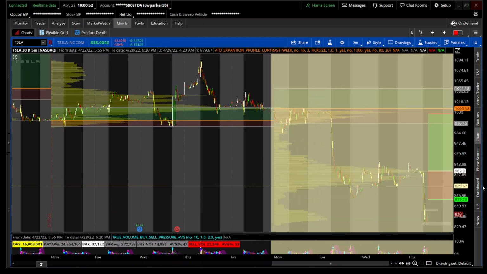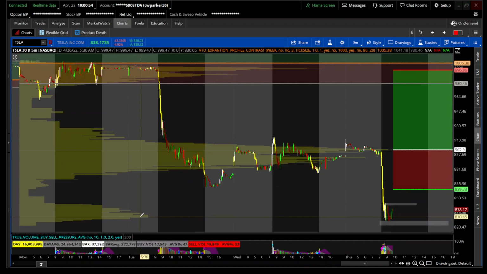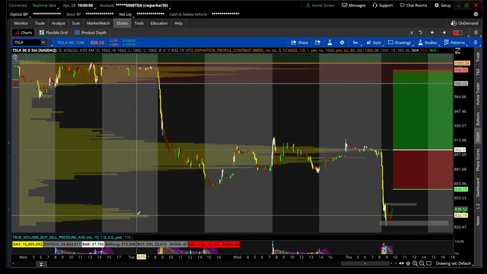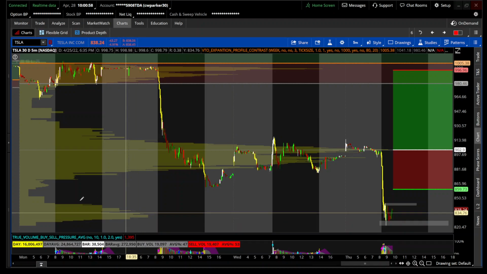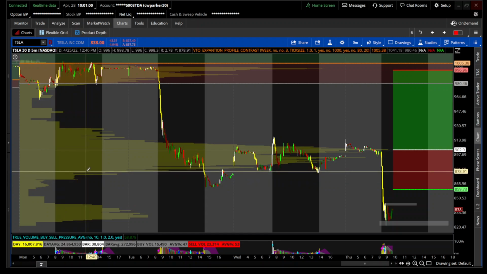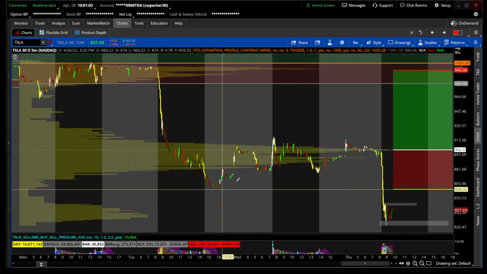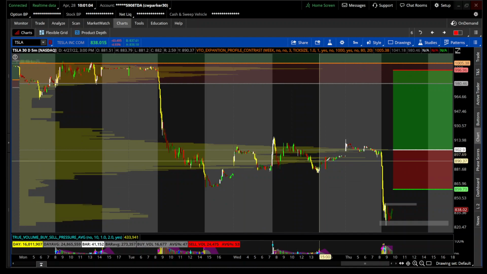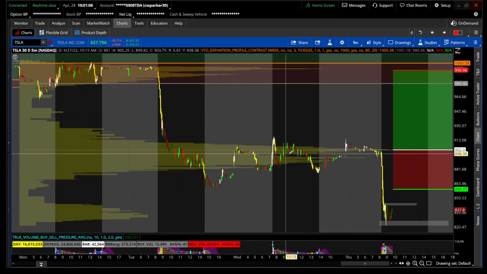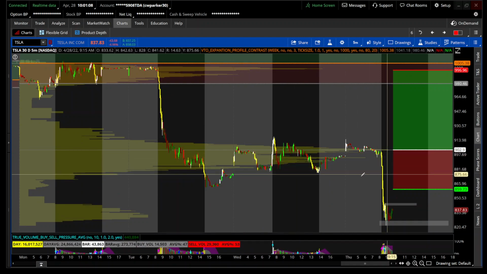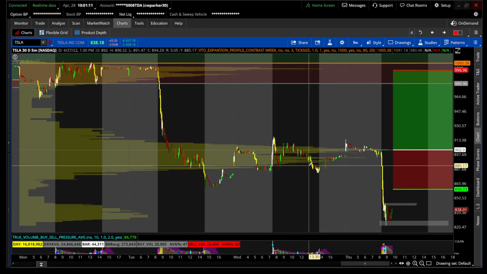And right now, as you can see with the volume nodes, you have some volume down here. That's really what's holding up support. But you have this big area right here where Tesla can come back up to, but it's going to face a lot of resistance up here at the 890, where it actually collapsed from this morning, where it did find support yesterday.